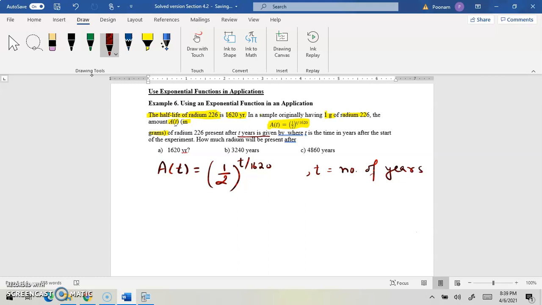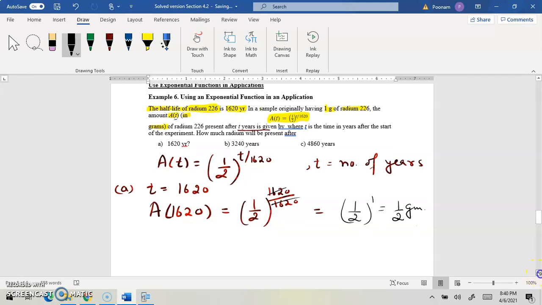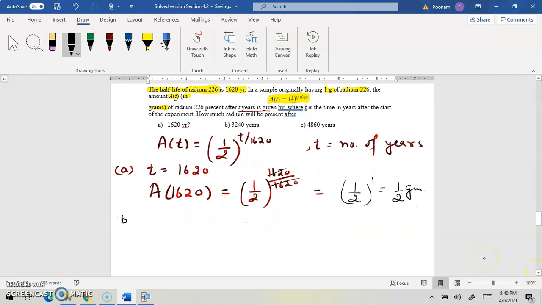How much radium will be present after 1620 years? So part A is asking you if T is equal to 1620 years, you have to find the amount of radium at that time. So A at 1620, all you have to really do is in the given function in place of T, you have to write 1620. So you can see here this can cancel. So that is just half raised to power 1, it is just half. So we have half a gram of radium-226 would be left after 1620 years.